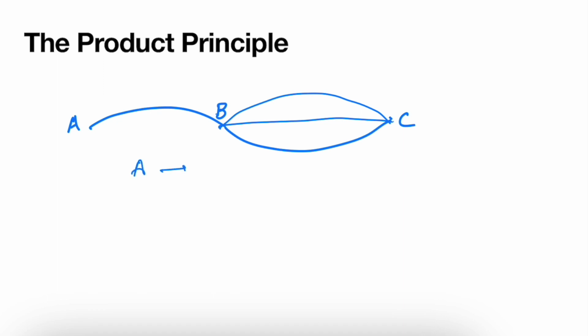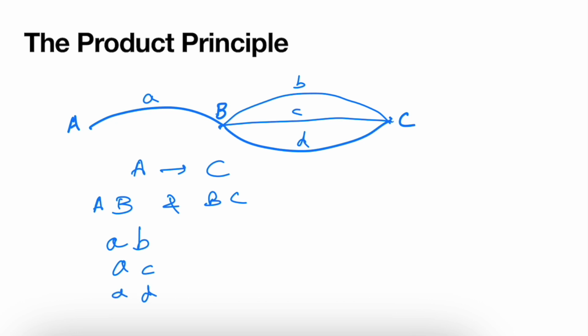So we can say to reach from A to C, we can go from A to B and B to C. To make it easy, I'll just name each of the paths A, B, C, D. So we can either take AB, or we can take AC, or we can take AD. So there are totally 3 ways of reaching from A to C.